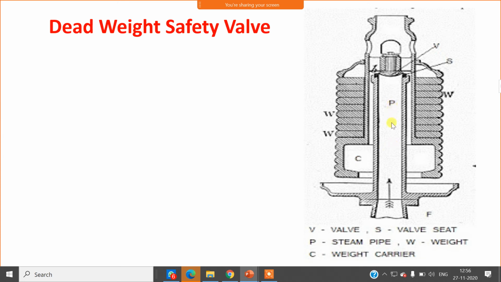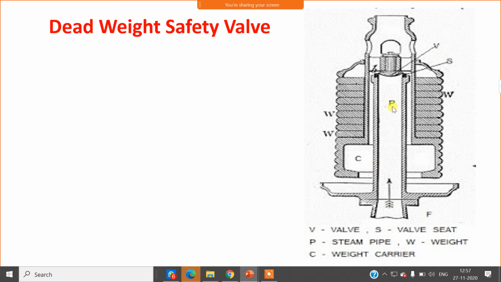Now P is a steam pipe. On the steam pipe, you can see in black color there is a valve seat, and on the valve seat there is a valve. V represents the valve and S represents the valve seat. The valve is resting on the weight.